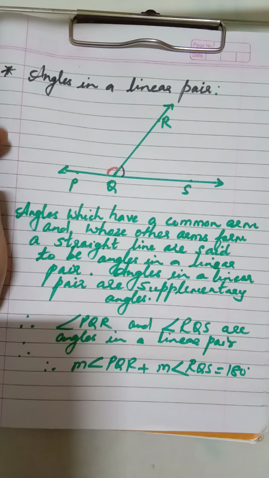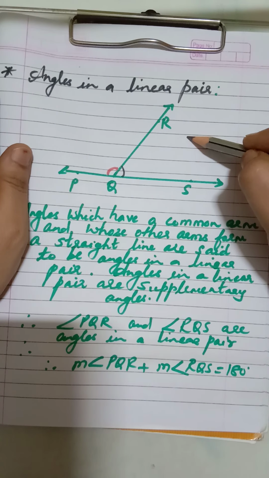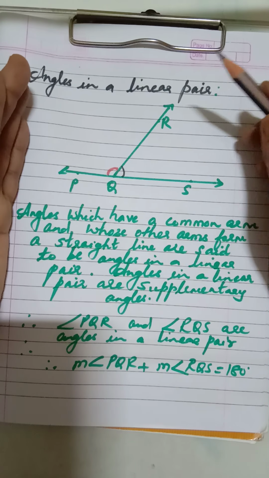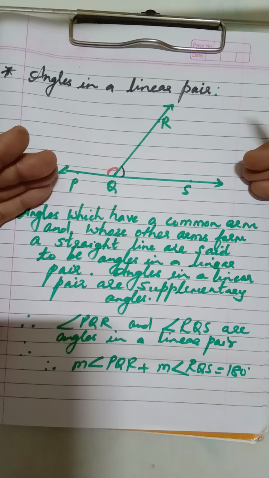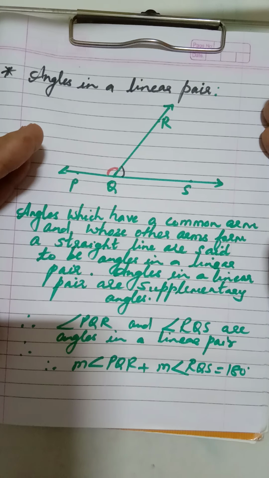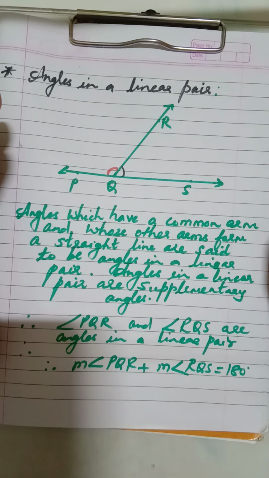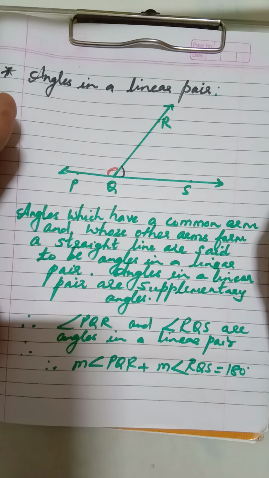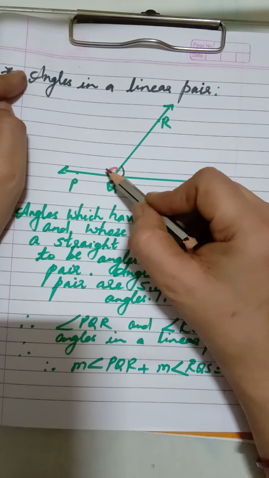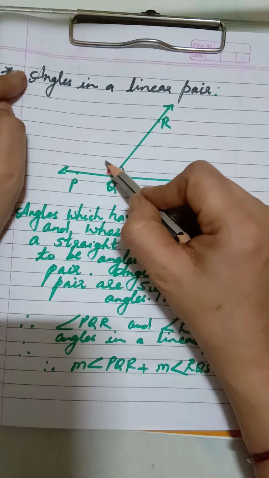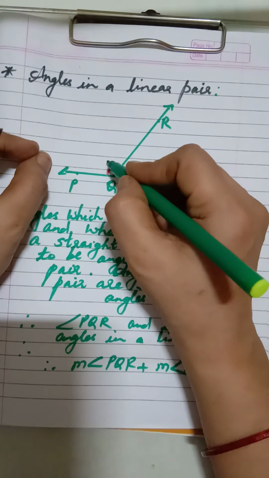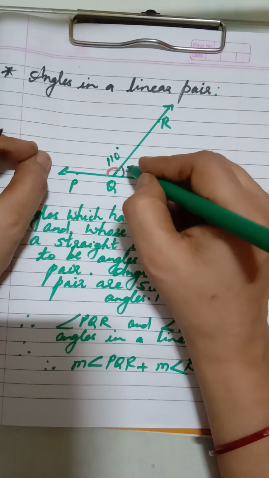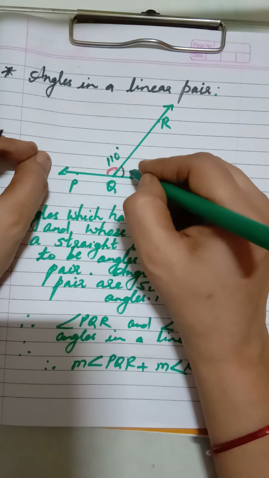Now see here, again I am saying that two angles should have one arm common, and other arms will be forming a straight line. Such two angles are said to be angles in a linear pair. And the sum of the measures of the angles in a linear pair is supplementary. What is meant by supplementary? 180 degrees. That means children, if for example this angle is 110 degrees, then both the angles together make 180 degrees.